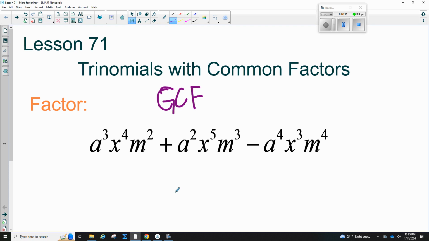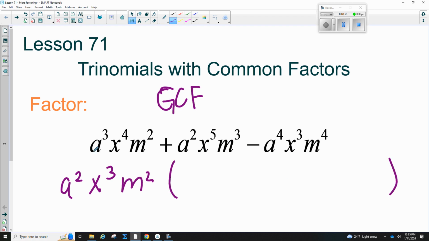Okay? So you look at the A's, right? And how many A's are common to each term? Yep, we can take out A squared. Then we look at the X's. How many X's are common to each term? X cubed. And then M's, how many are common? Good. Now we have 3 things left inside.